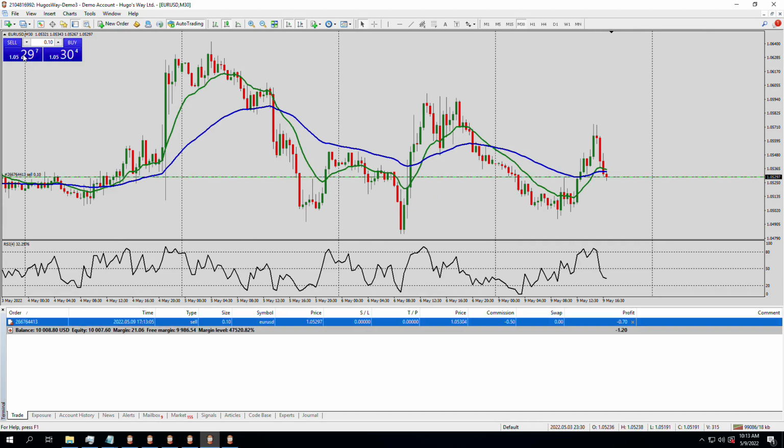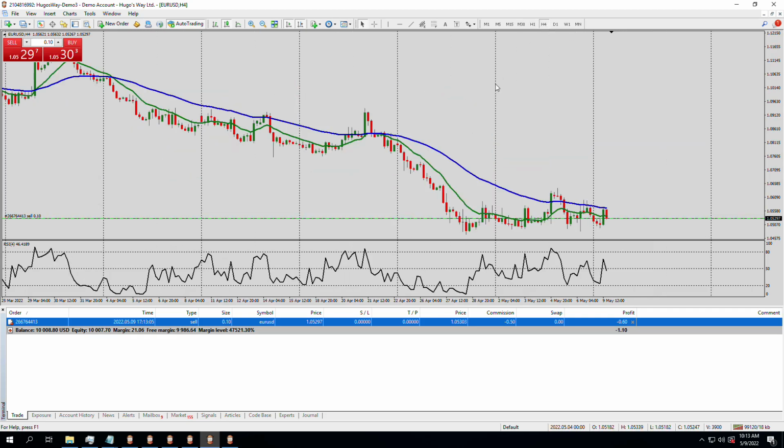I'm going to go ahead and hit sell. Random trade entered. EURUSD sell. Now we're looking at the 30-minute chart. I'm going to go up to the 4-hour and let's see.